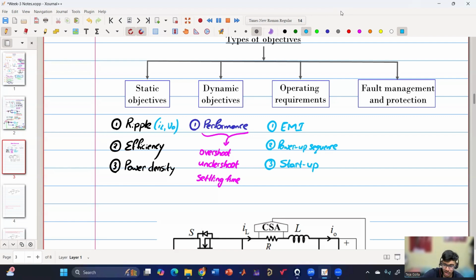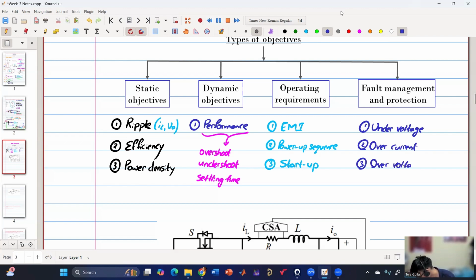Now, once we come to fault management as well as protection, we have many protections like under voltage lockout, and then over current protection, then over voltage protection, then over temperature protection.